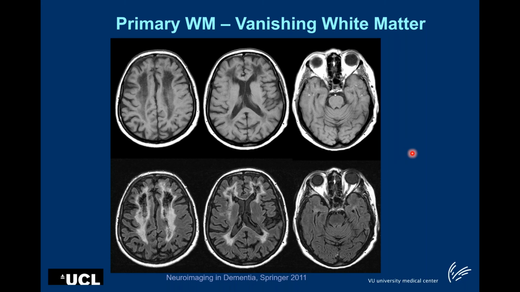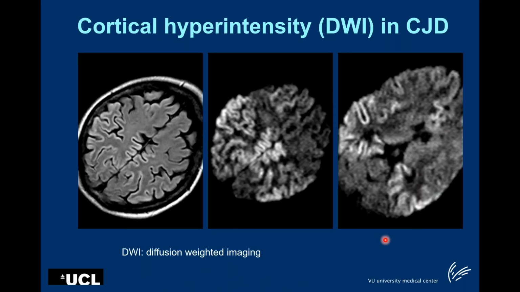Another thing that can be bright in the cortex is Creutzfeldt-Jakob disease. So CJD stands for Creutzfeldt-Jakob disease. And on the left-hand side you see a FLAIR image. And if you look carefully, you can see that the cortex is not homogeneous. There are areas of the cortex that are a bit brighter than other areas, but it becomes much better recognizable on the diffusion weighted imaging.